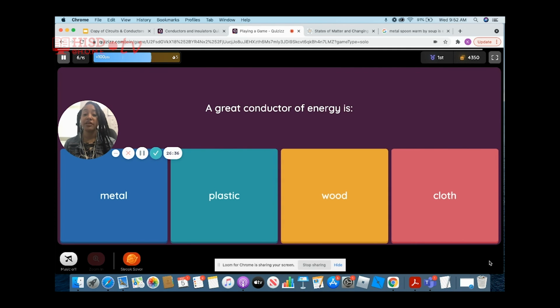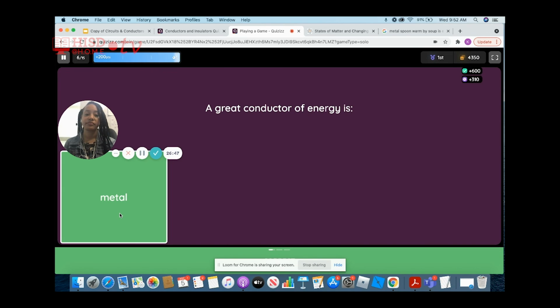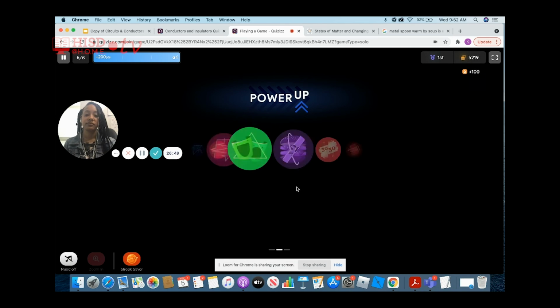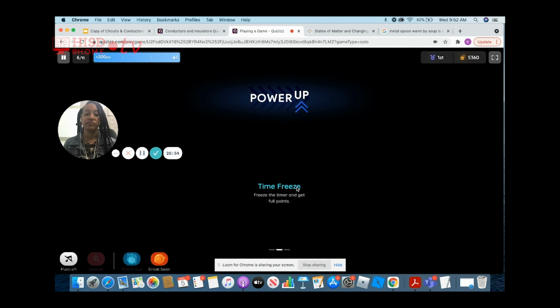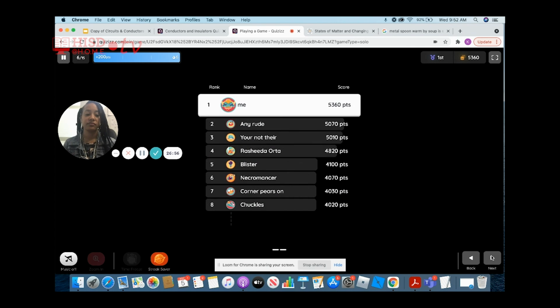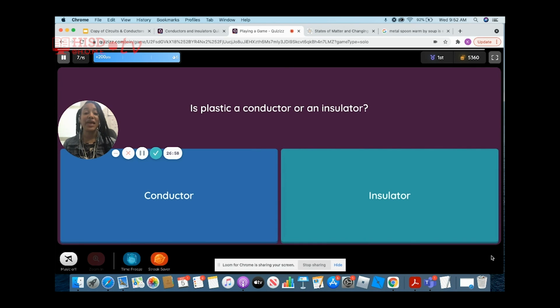A great conductor of energy is... Again, we're looking for another conductor out of these four. Which one would be a conductor? Correct. A conductor would be the metal. Is plastic a conductor or is it an insulator? Yes, plastic is an insulator.